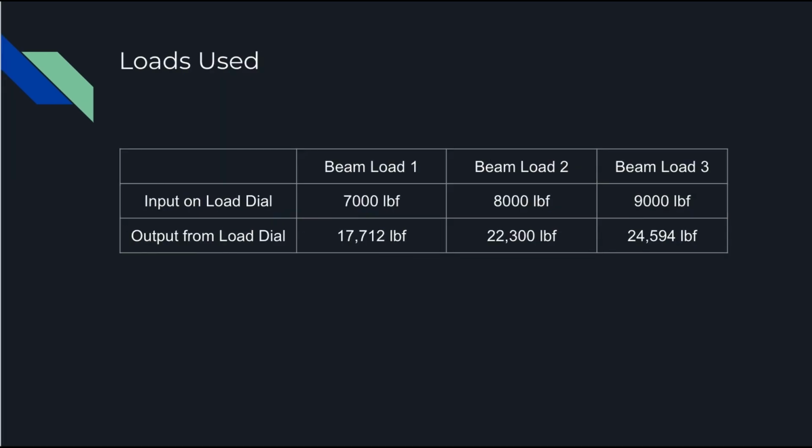Here we have loads at 3 different points, starting at 7,000, 8,000, and 9,000 pound forces, and their respective outputs given to us by the load cell table.